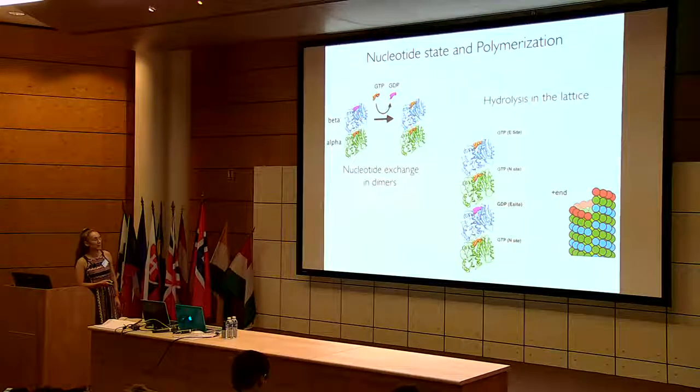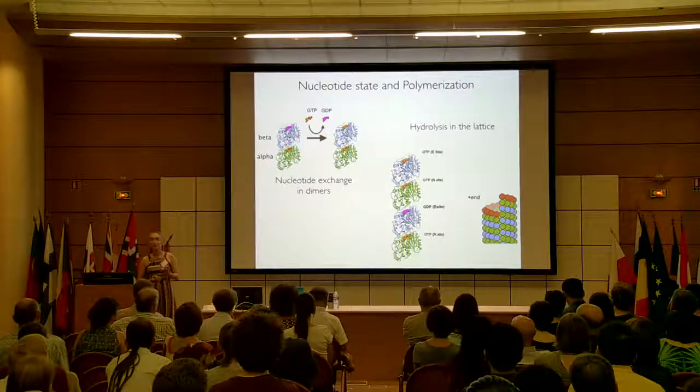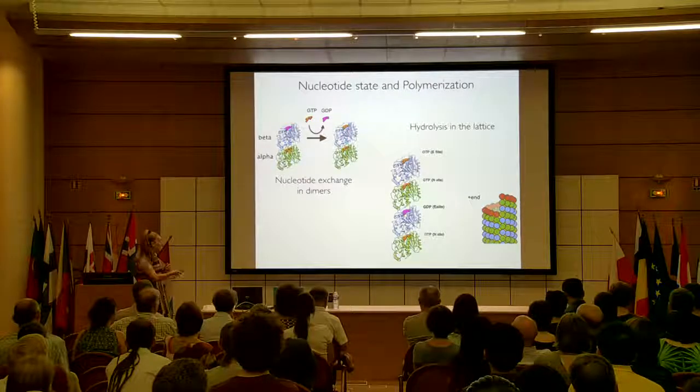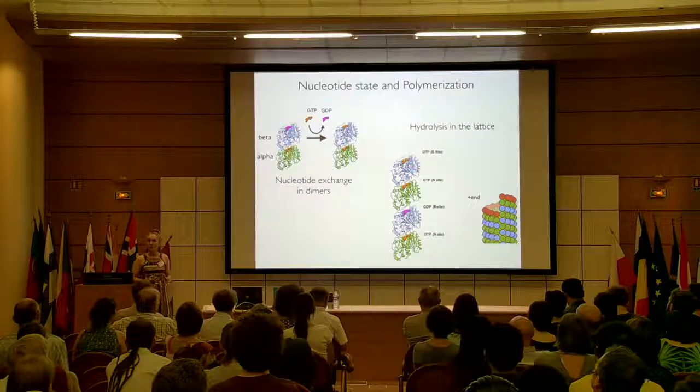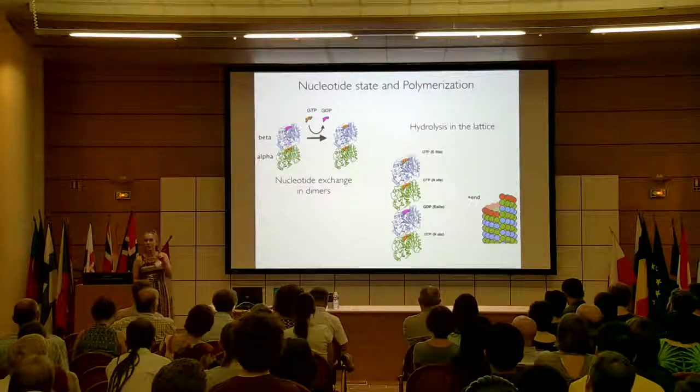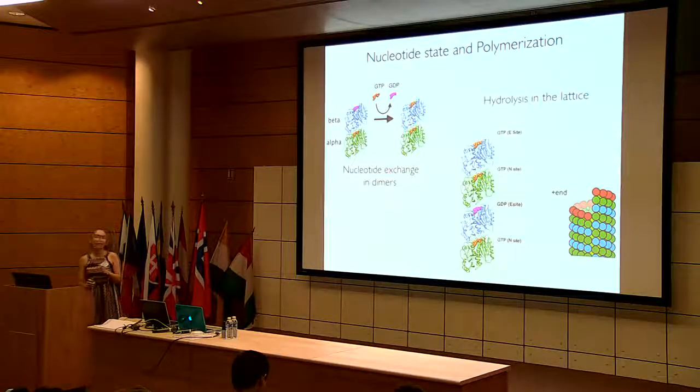It's called the GTP cap model that has held through the years. And the idea is that the microtubule will keep growing for as long as it contains GTP-bound subunits at its end. But if those are lost, then the whole lattice underneath will disassemble. So GTP hydrolysis is required for disassembly.